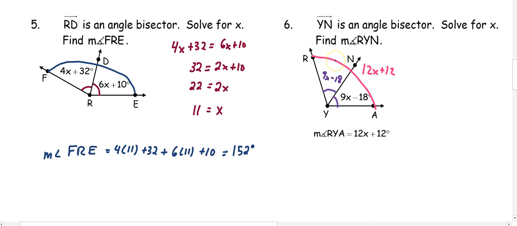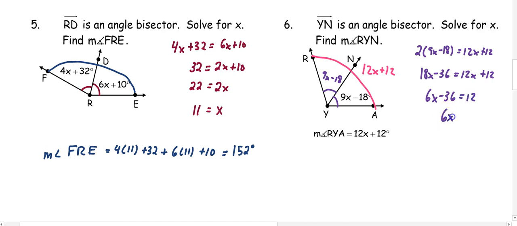So to solve for x, we need 2 times (9x minus 18) is equal to 12x plus 12. So I'm going to distribute the 2: 18x minus 36 equals 12x plus 12. Subtract 12x from both sides, we get 6x minus 36 equals 12. Add 36 to both sides, so 6x equals 48. Divide, and we get x equals 8.